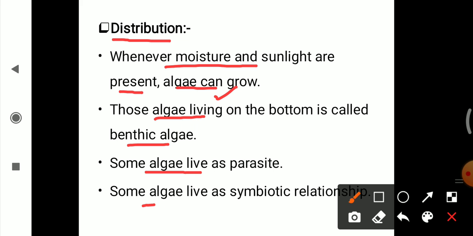Some algae live in a symbiotic relationship, for example the lichen. Lichen is a symbiotic relationship between algae and fungi.